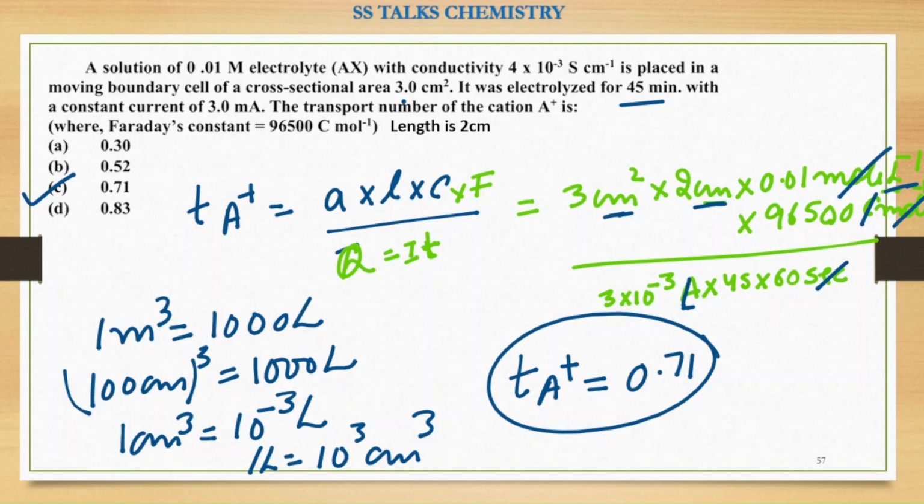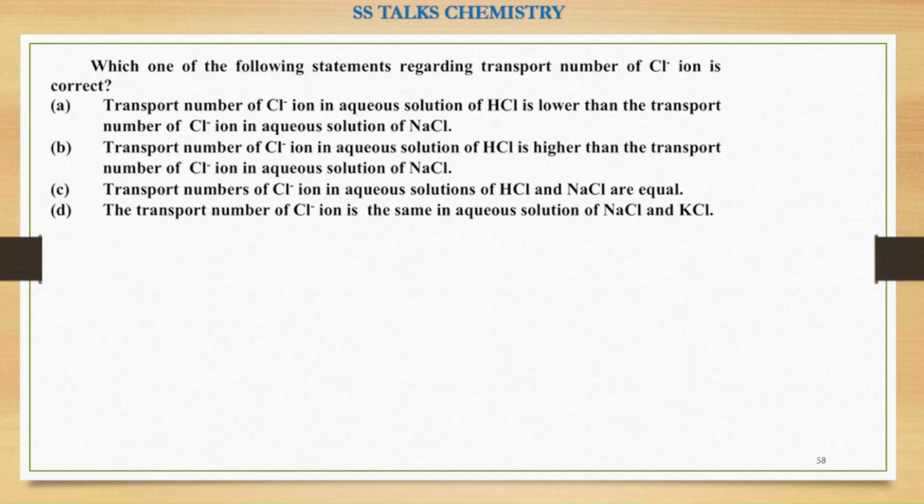Now moving on to the next one, this is again statement based. It says: which one of the following statements regarding the transport number of the chloride ions is the correct one? The transport number of the chloride ions in the aqueous solution of HCl is lower than the transport number of the chloride ion in the aqueous solution of NaCl. So you are having two solutions, HCl and NaCl.